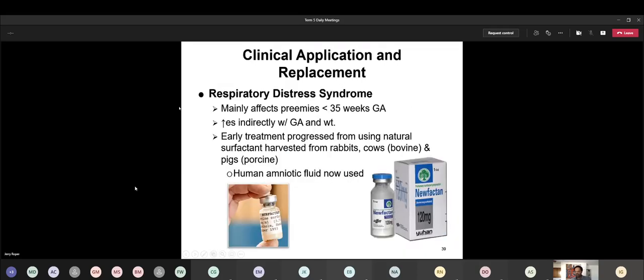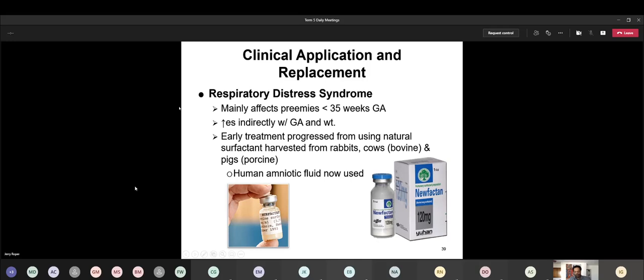Now, what can we do for that newborn who we know has not had a chance to produce surfactant, or hadn't had a chance to produce mature surfactant? So they usually will end up in RDS, or respiratory distress syndrome. And they're saying here, a lot of times less than 35 weekers are going to be affected. But that's why they use the word mainly, because this is not absolute.